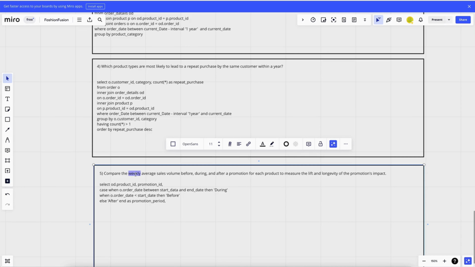And we need to extract the weekly average sales. So I'll extract the week from order date. This gives us the week number. And I'll just do a count star as sales count. I need to join all the tables here. So from order details, I'll start with order details. Do an inner join on orders.